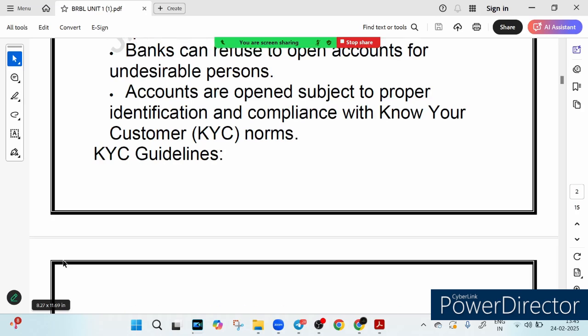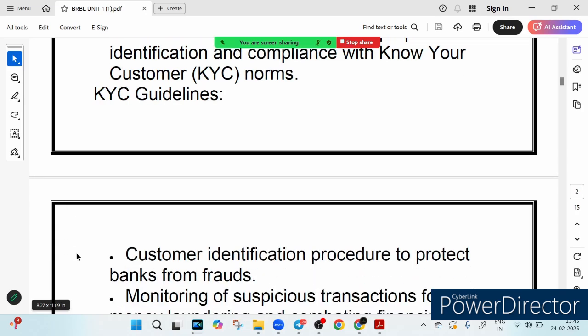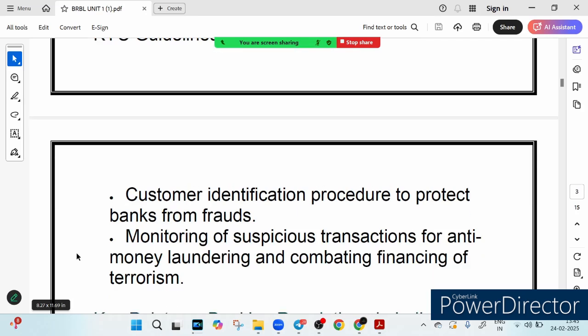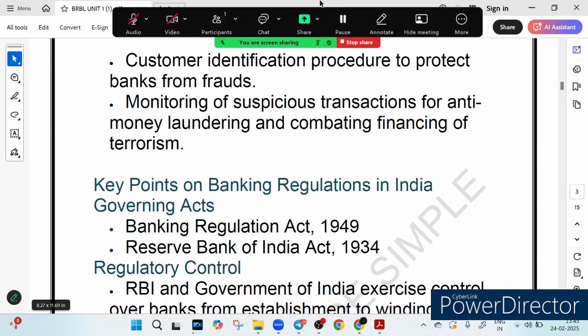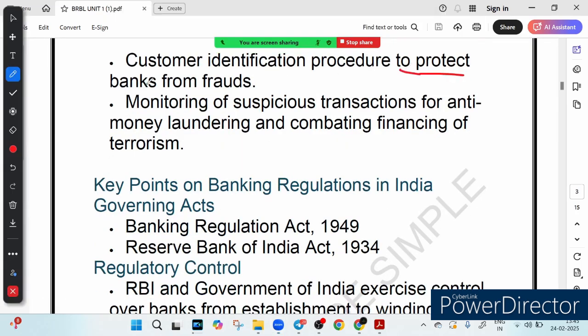That is where KYC, which is called Know Your Customer, comes into the picture. KYC guidelines. So friends, banks need to know who you are before letting you open an account. This helps protect them from fraud and ensures that no one is using the bank for illegal activity like money laundering or funding terrorism.